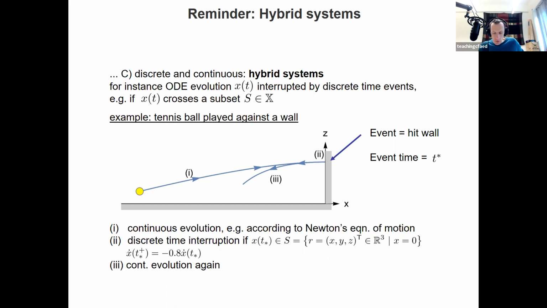The event is when we hit some subspace. So here it was a wall, but in a neuron, it is a threshold.